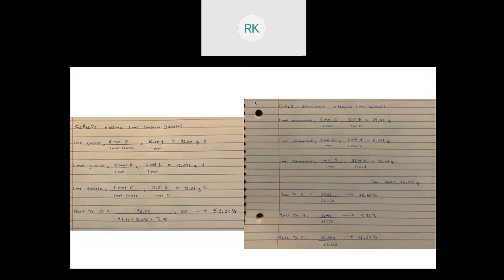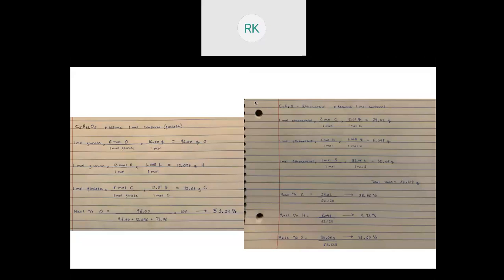For this, I assume 1 mole of ethane thiol. Each mole of that has 2 moles of carbon, and each mole of carbon is 12.01 grams. Using that process, I found that there's 24 grams of carbon. Use the same process for hydrogen to find slightly over 6 grams of hydrogen, and 32.06 grams of sulfur. When we add all of those up, our total mass, or molar mass, of ethane thiol is a little bit over 62 grams.